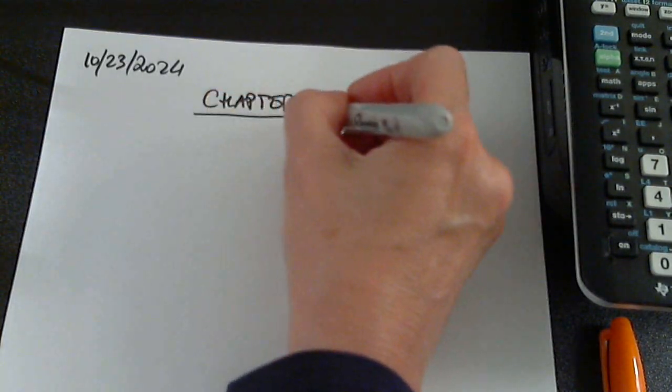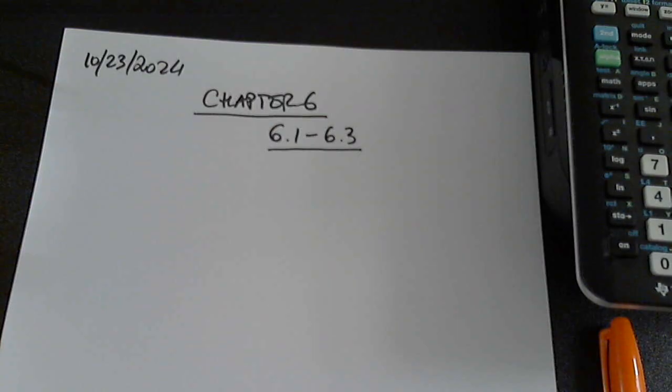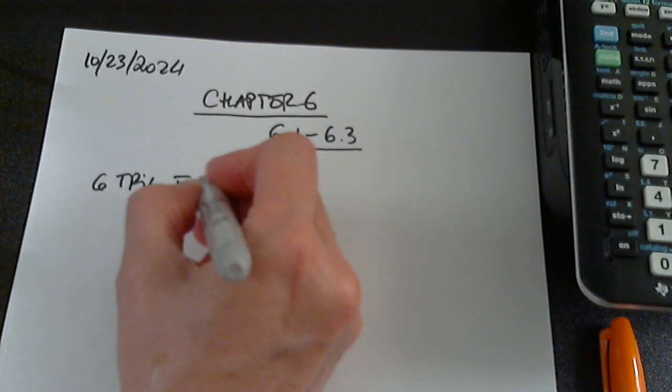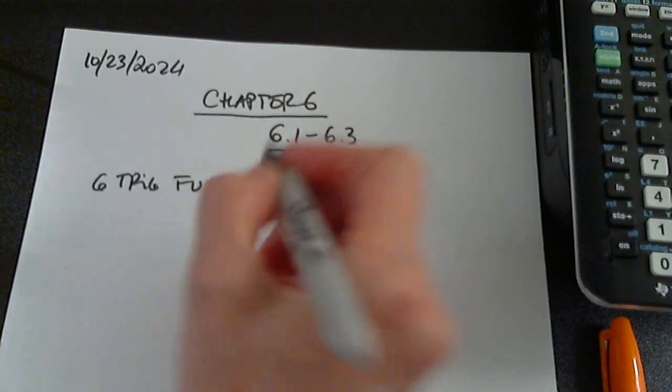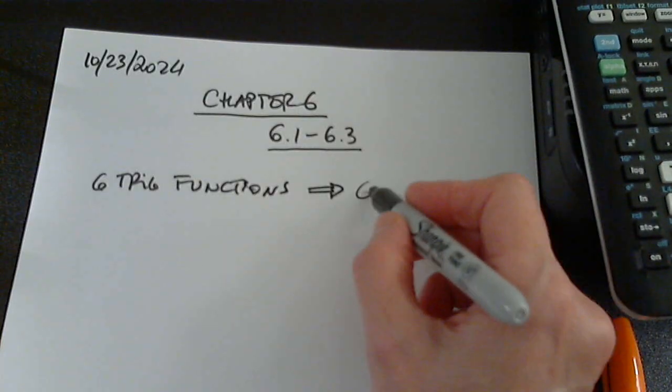We're looking at chapter 6, and we would like to accomplish, if we can, 6.1 through 6.3 tonight. If you remember something that you want to ask, please stop me. So, all trig functions, 6 trig functions, have 6 inverse trig functions.